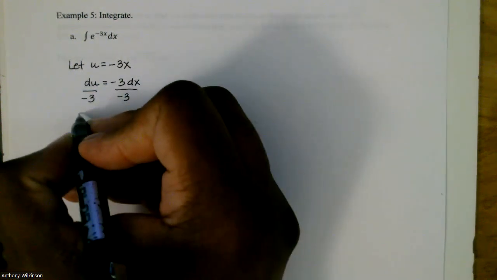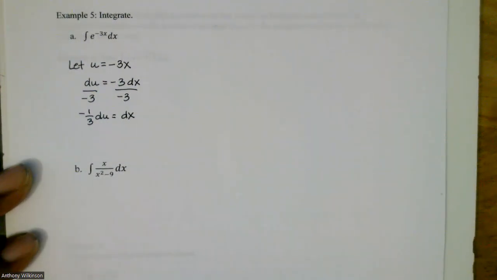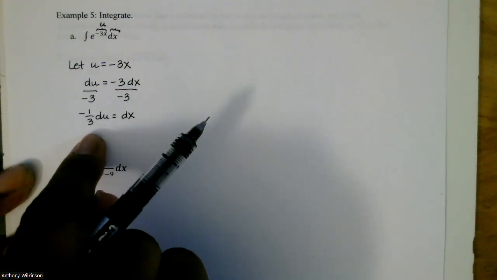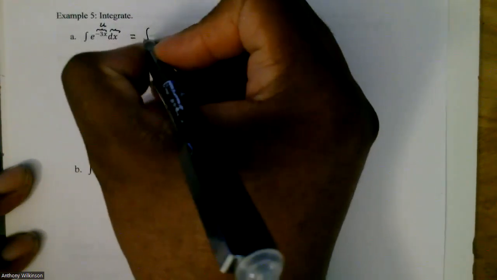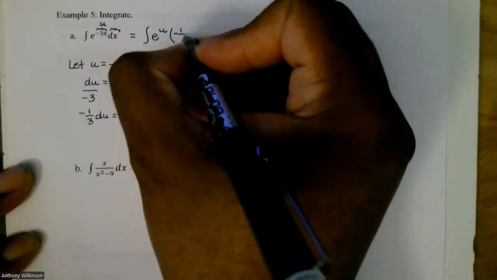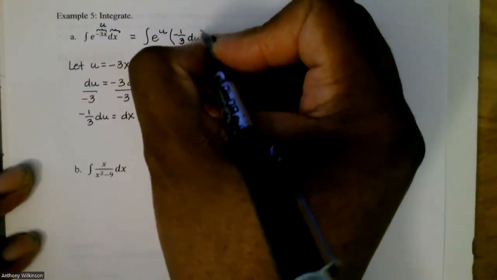So that means that I'm going to have -1/3 du equaling dx. All right, so now here's where the substitution comes in. That -3x for that exponent, that's what will be equal to u. This dx would be replaced with that -1/3 du. So I'll have the integral of e to the u times dx. Dx will be, in this case, -1/3 du.